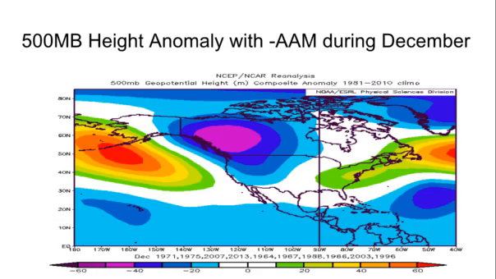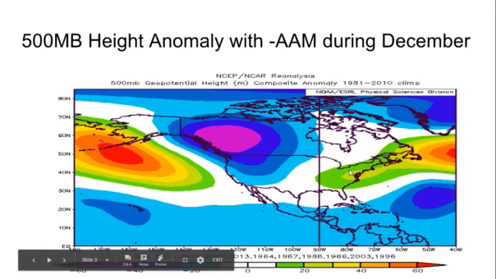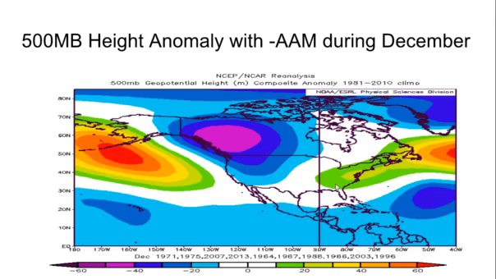And basically, this is what the pattern looks like during a negative AAM during December. You get a nice big trough up here in the western CONUS, and you've also got a little ridge starting to develop here in the east. I'm going to go over the storm track in a little bit. What this means is storms are going to have a tendency to dig down to the southwest and then eject out east, northeast. And with this ridge here, this gives your storm track more of a northeaster look.